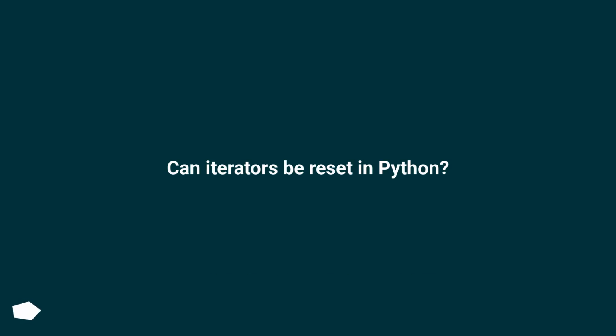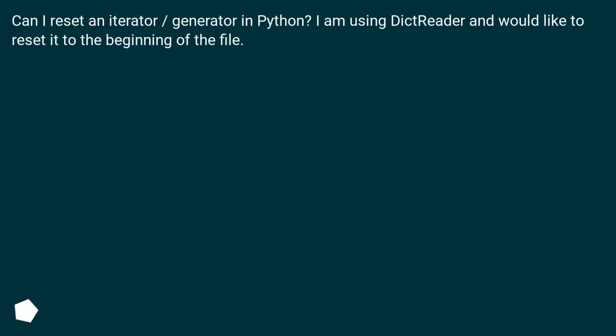Can iterators be reset in Python? Can I reset an iterator generator in Python? I am using an iterator and would like to reset it to the beginning of the file.